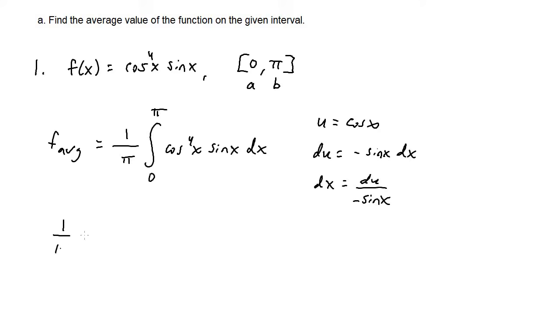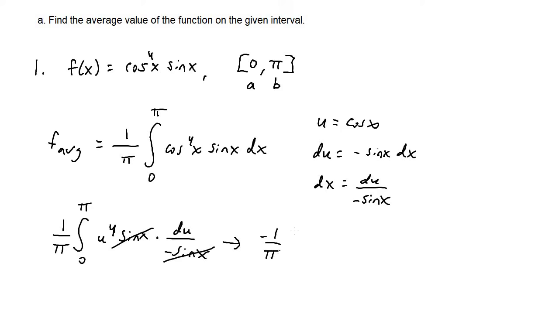So we get 1 over pi times the integral from 0 to pi of, well, we made cosine of x our u, so we have u to the fourth times sine of x, and then times dx, which once again is equal to du over negative sine of x. Realize that the sine of x's will cancel. A negative 1 can come outside the integral as a constant, so we get negative 1 times 1 over pi, which is just negative 1 over pi, times the integral from 0 to pi of u to the fourth du.